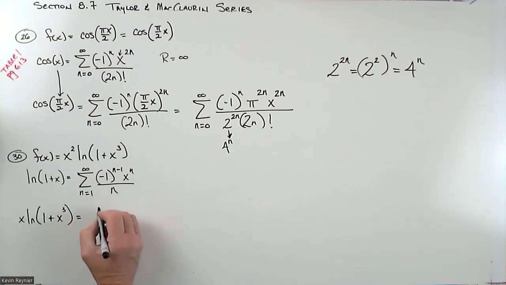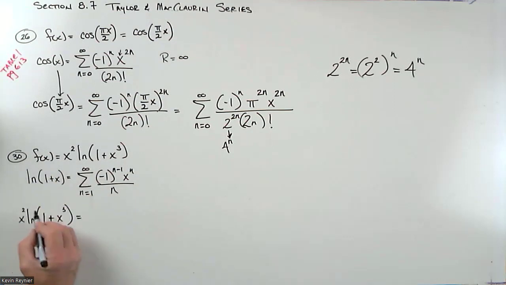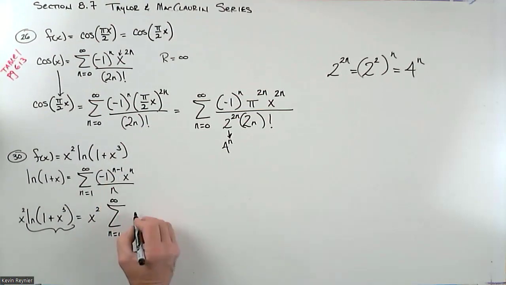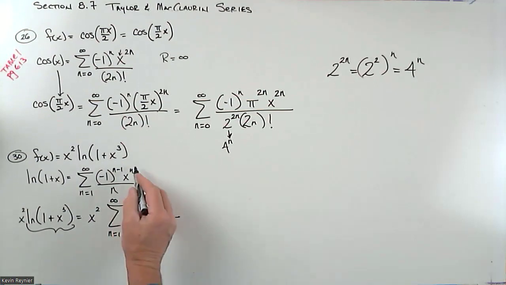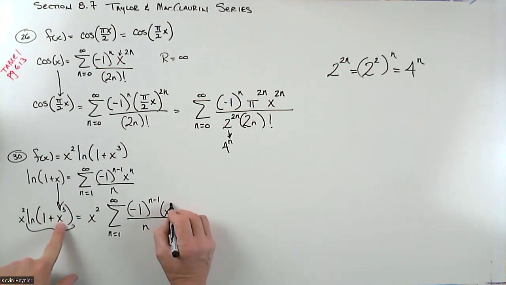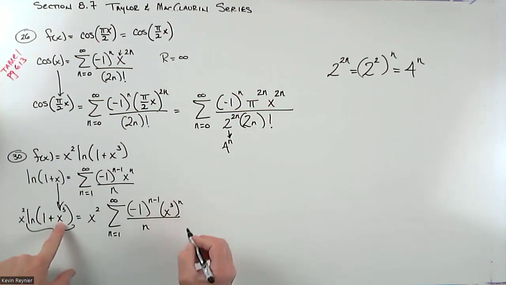So what are we going to do? We're going to put our x squared here, and then we're going to write down the Maclaurin series for this. That's going to be sigma n equals 1 to infinity, -1, I'm just recopying it from up here, n minus 1. We're going to have n down here. And of course, instead of x to the n, playing the role of x in our new problem is x cubed to the n.